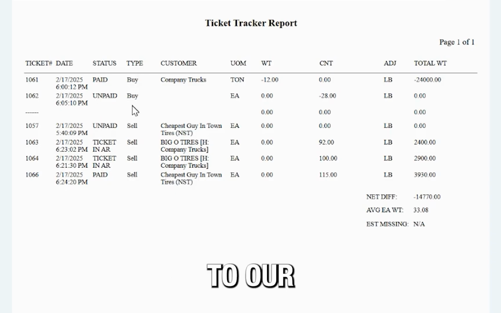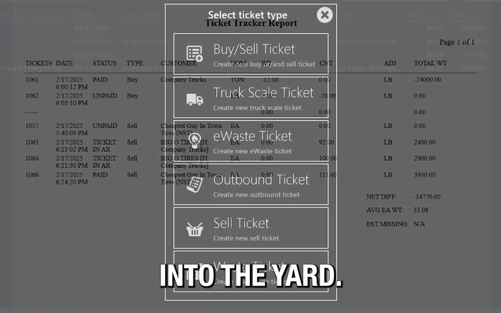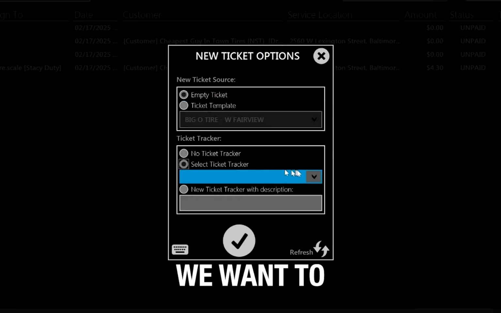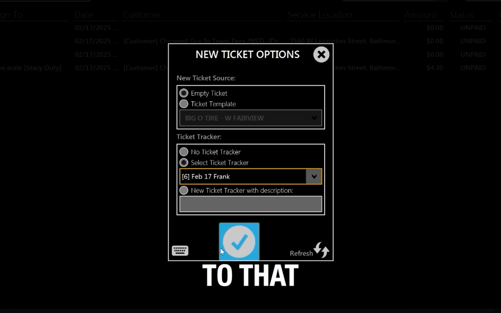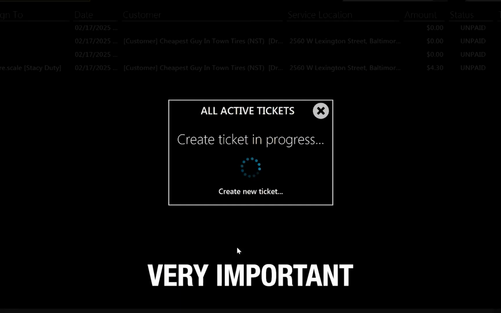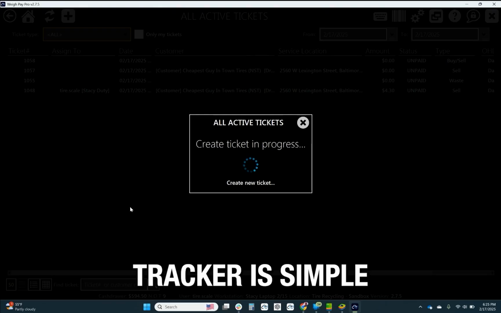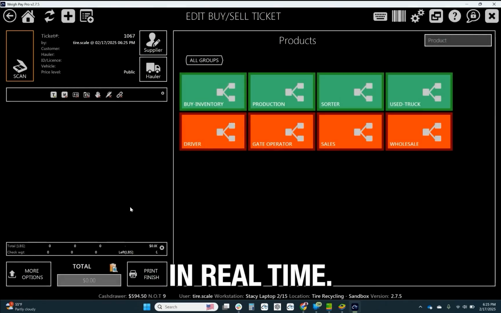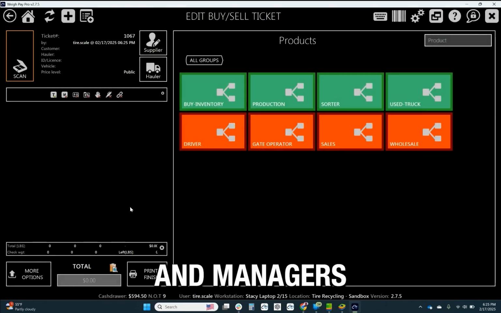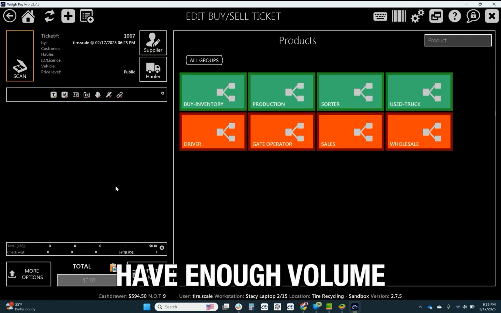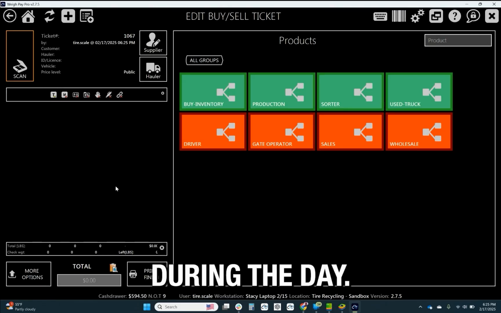Let's go ahead and go over to our scale application and let's receive this truck that's coming into the yard, and I'm going to receive this into my inventory. Now, keep in mind, we want to bind that once again to that ticket tracker. Very important that it's bringing it all together for us. The value of the ticket tracker is simple. In real time, you, your dispatchers and managers can easily see the volume on the truck and whether you have enough volume to complete more loads during the day.